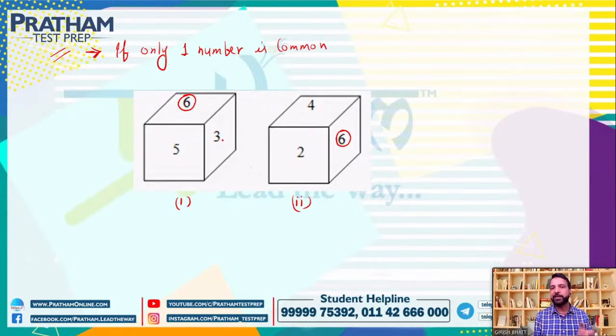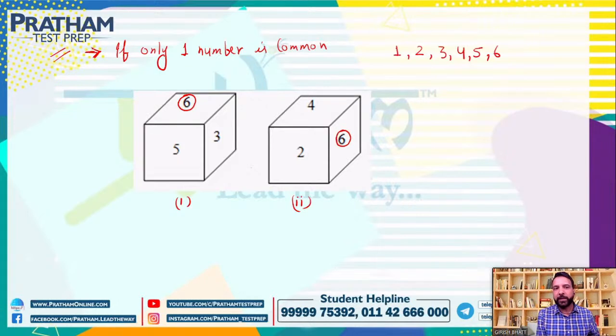In case of dice, what are the possible outcomes? It can be 1, it can be 2, it can be 3, it can be 4, 5 or 6, right? These are the possible numbers because on a dice it can be 1, 2, 3, 4, 5 and 6, right? So here the common number is 6.